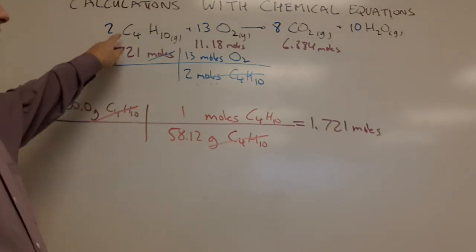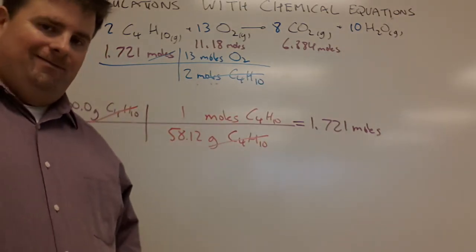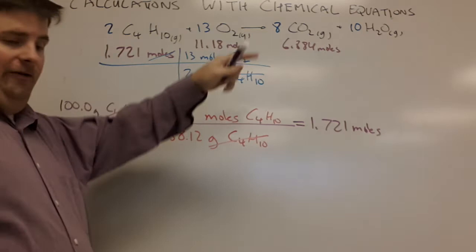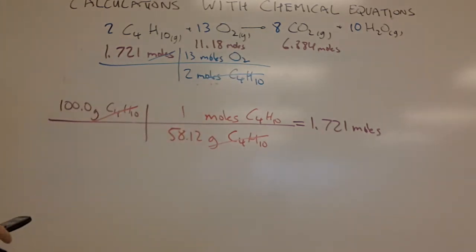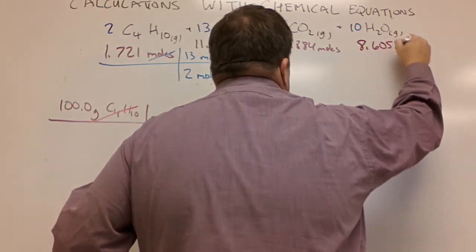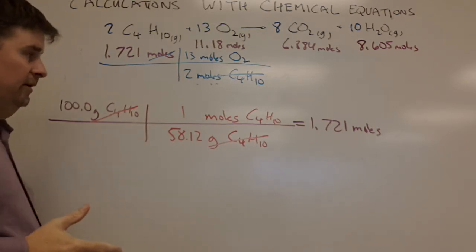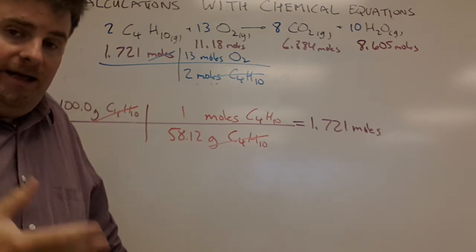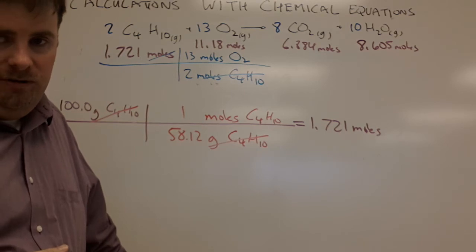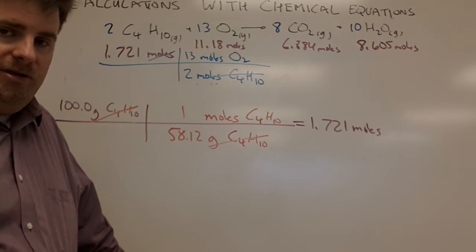Okay? And what's the ratio between butane and water? That's right, it's 1 to 5. So I take this number and multiply it by 5, and that gives me the water value. Okay? And that gives me 8.605. And now once I get those moles, all I have to do is multiply by molecular weight or formula weight, and that gives me what the values for each one of these numbers are. Okay? We did that before with a previous example with the silicon tetrachloride.